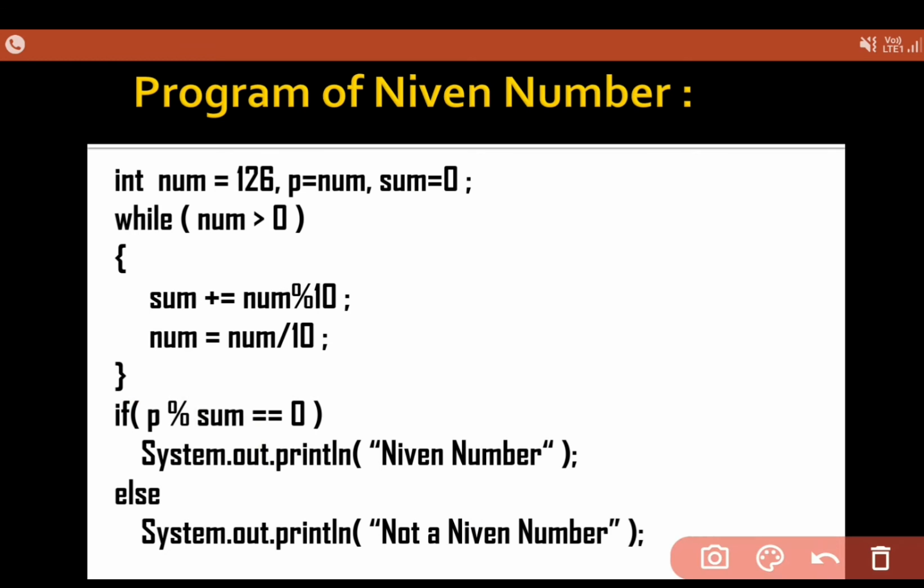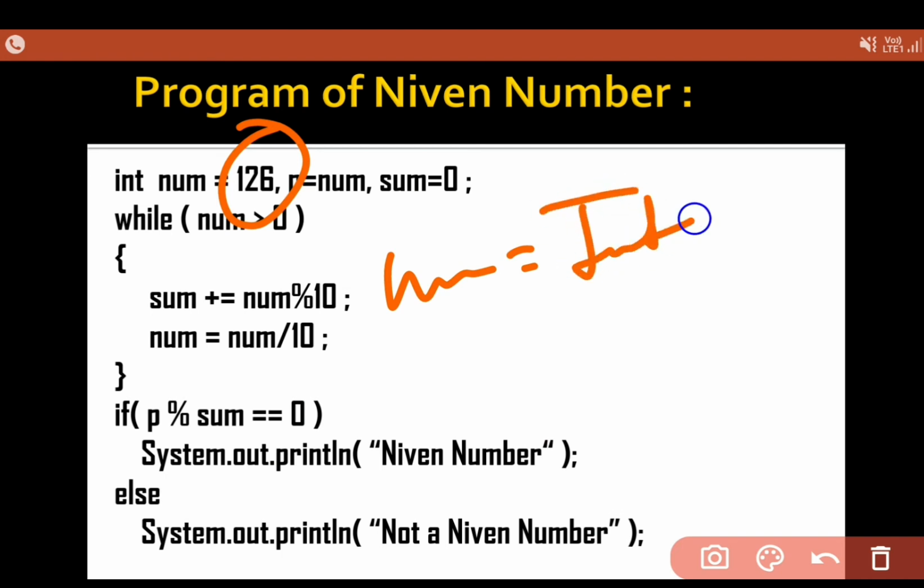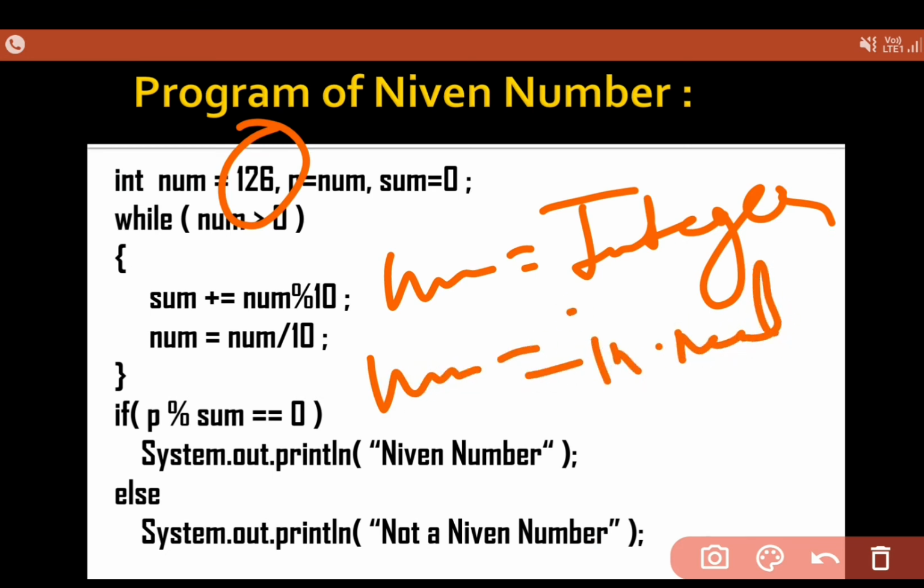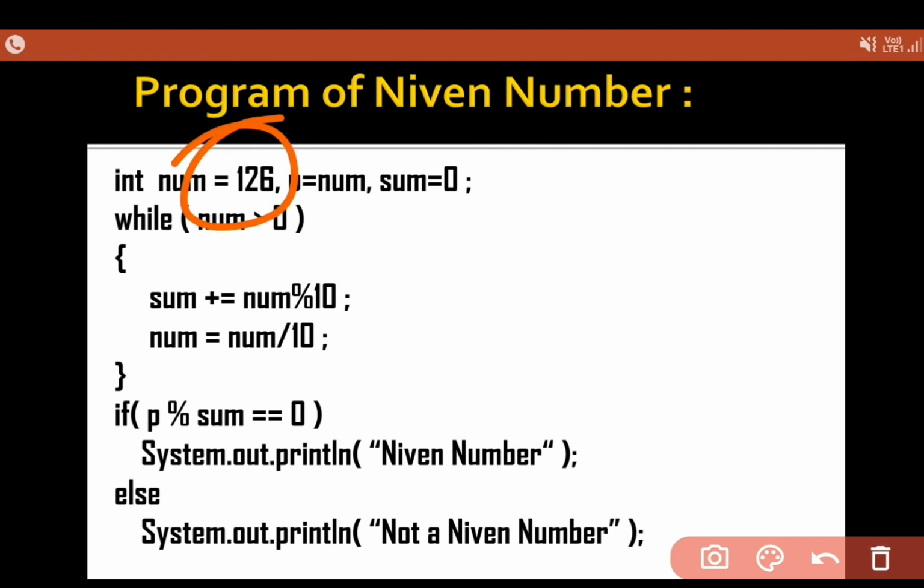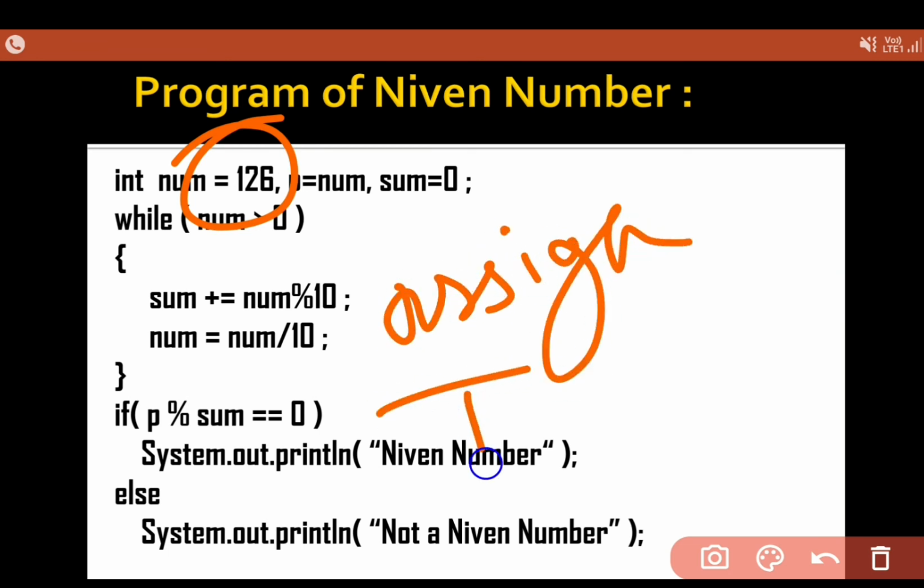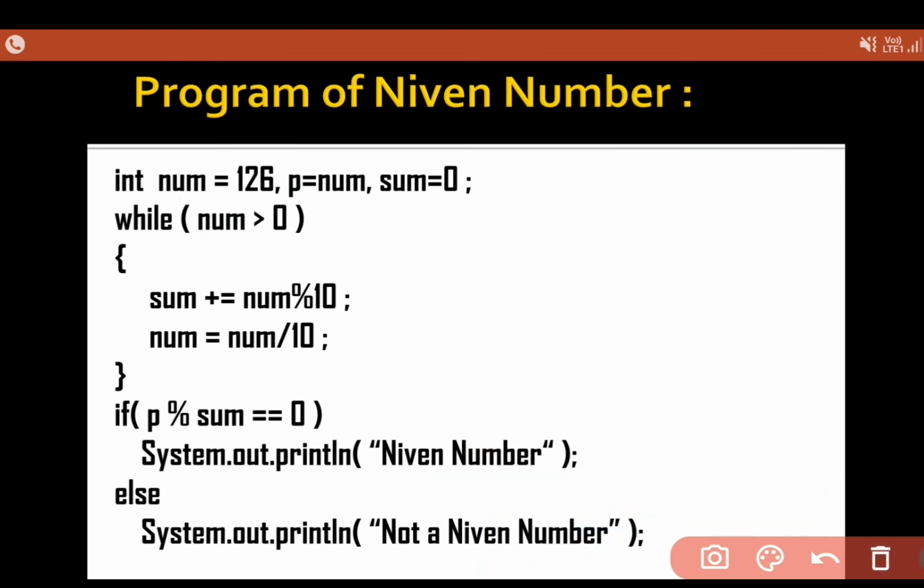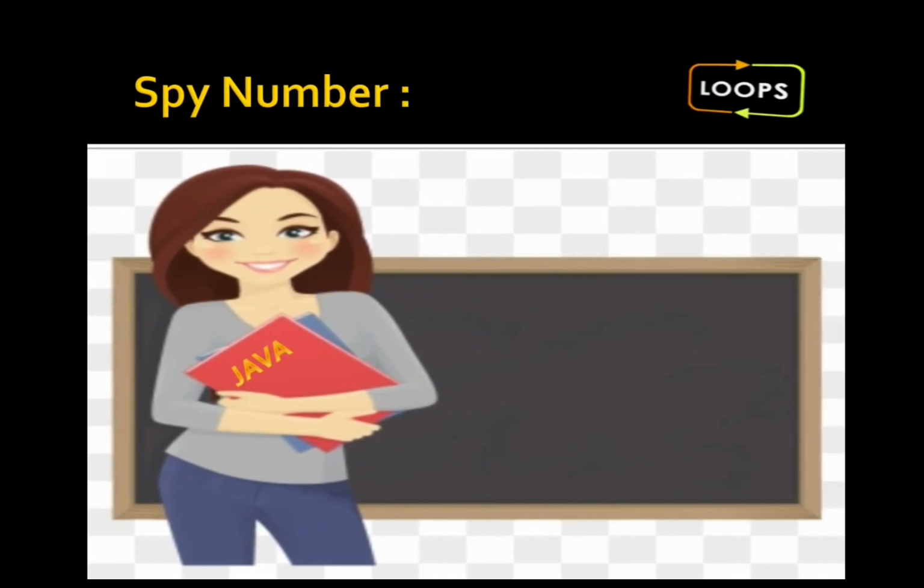When you want to accept a number from the user, you can accept it by Integer.parseInt, or you can accept a number by using Scanner with nextInt. It's up to you what you want to do. I created one logic with the help of an assignment. You can create it by input statement or with the help of Scanner. It's up to you. Now the next one, that is spy number.